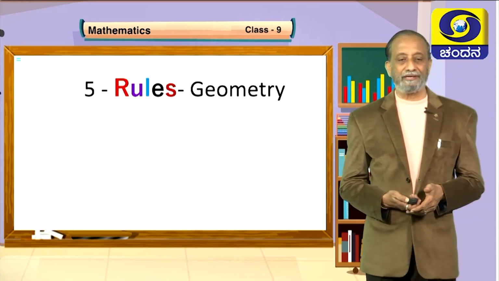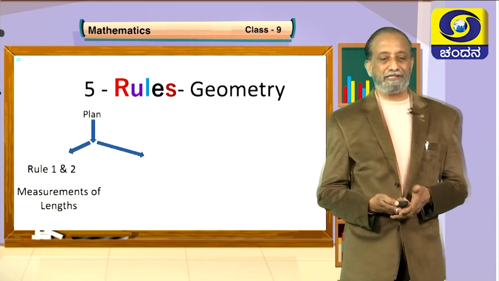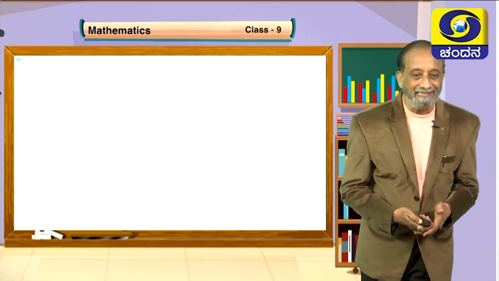There are 5 rules in geometry and this is the plan. Rule 1 and 2 are about the measurements of length. Rules 3, 4, 5 are about the measurements of angles only.